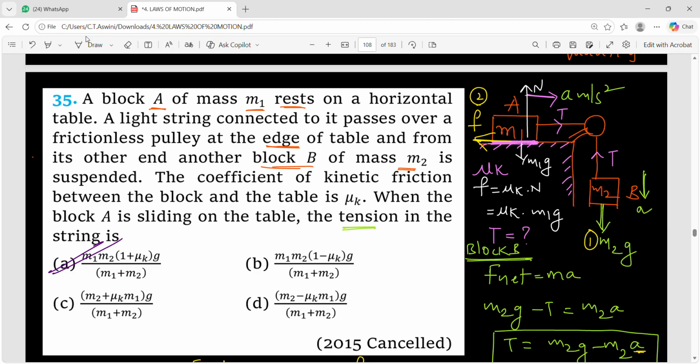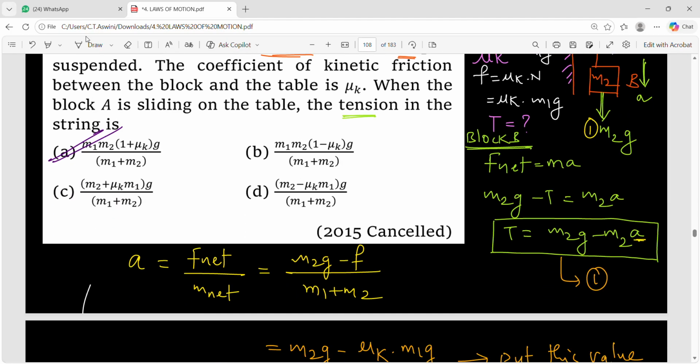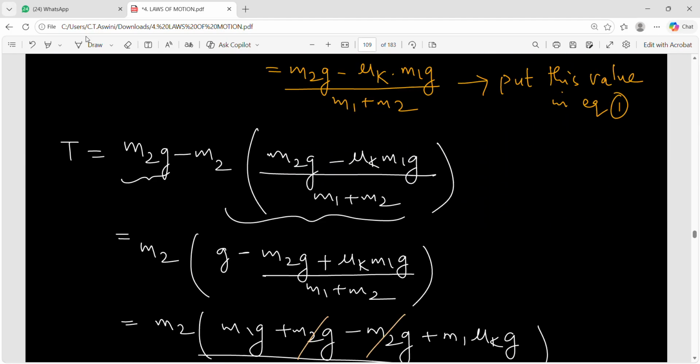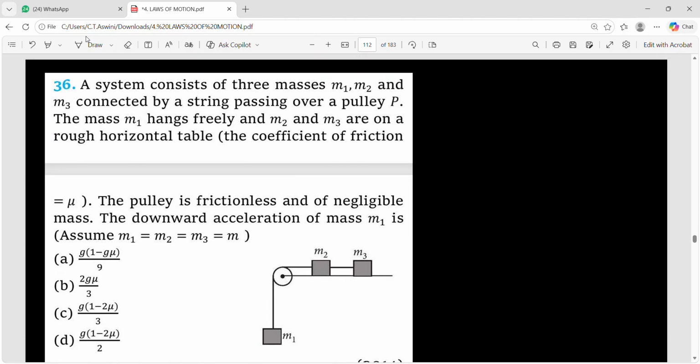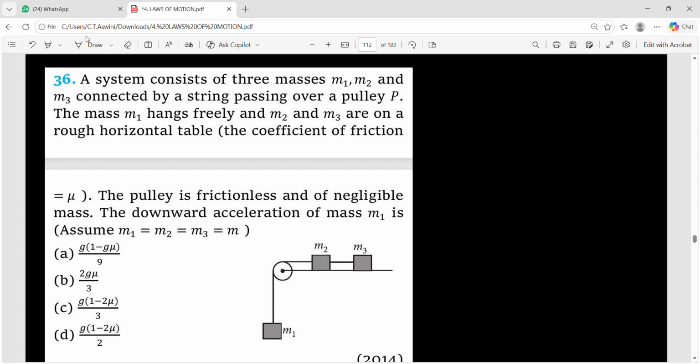Already we have done a lot of problems related to this motion of connected bodies. Just take the free body diagram, write the equations and just simplify it. See, this is what is important in physics. If you want the next topics, you have to be clear with the previous topics. If you don't know how to do the problems with motion of connected bodies, then this will not be easy for you. If you are very thorough with the previous topics, present topics will be easy.